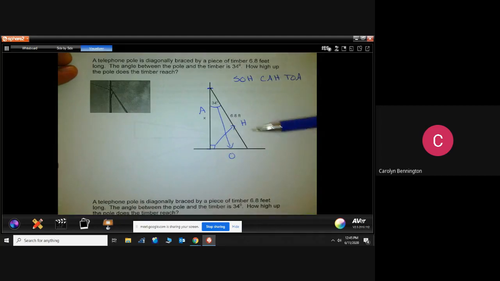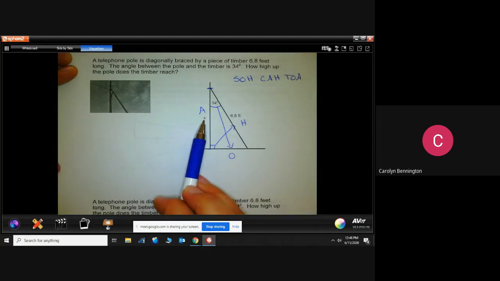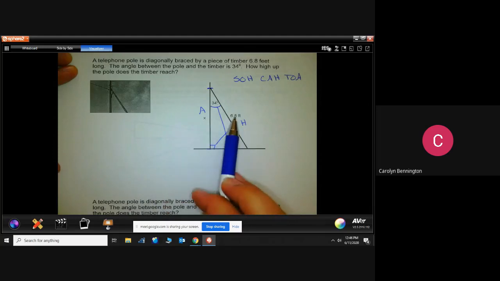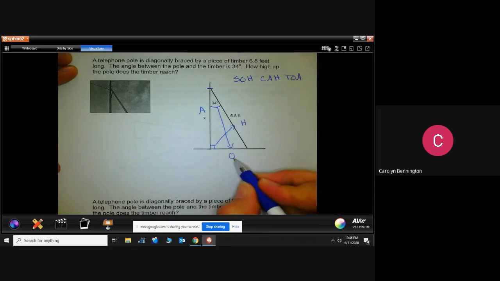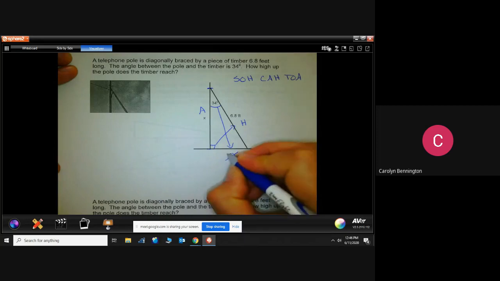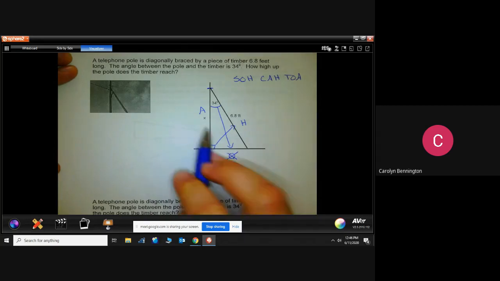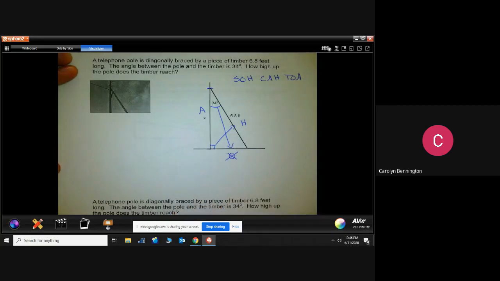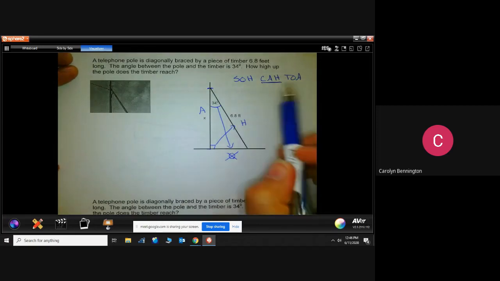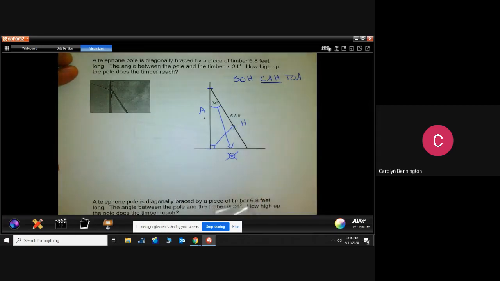And again, we want two of the three sides that have information on them. So the adjacent side has our x that we are looking for. The hypotenuse has the 6.8, and our opposite side doesn't have any information, so we're not using that opposite side. So just the adjacent and the hypotenuse. So referring to SOHCAHTOA, which one of the three has an A and an H in it? It's the CAH part. So that tells us that we're going to be working with cosine.